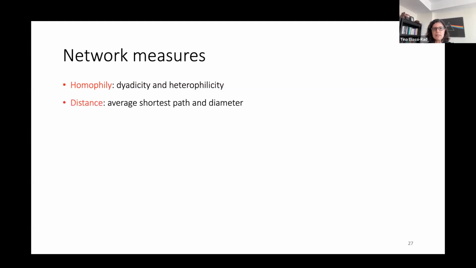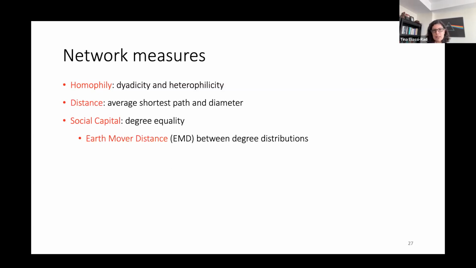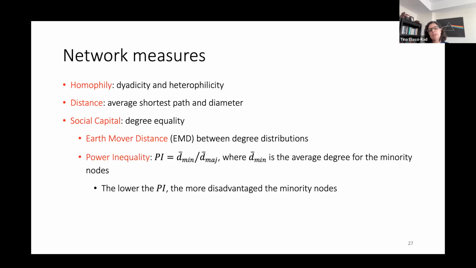And then we measure distance. This is the average shortest path between nodes and the diameter of the graph. And then we have three different social capital or degree equality measures. One is the simple earth mover distance between the degree distributions of the majority and the minority nodes. The other one is this notion of power inequality, where you're looking at the average degree of the minority nodes versus the average degree of the majority nodes. And a lower power inequality means the more disadvantaged the minority nodes are.